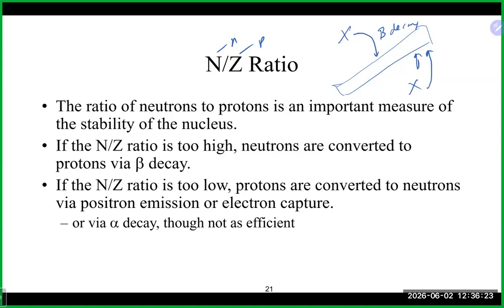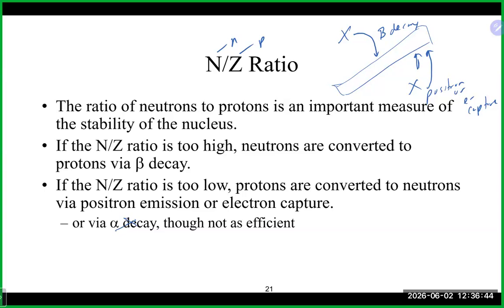And it could actually do this two ways. You could either do a positron emission or an electron capture. You could also do an alpha decay, but it's not as efficient, so we're not going to use that. So it will either do a positron emission or an electron capture.